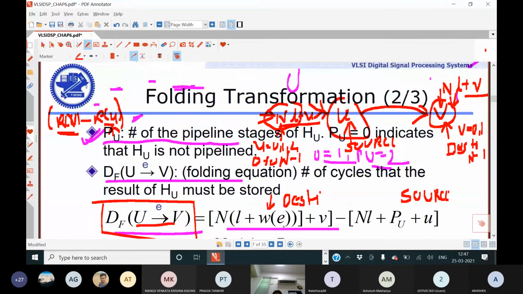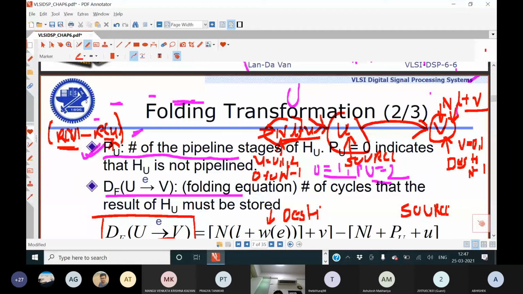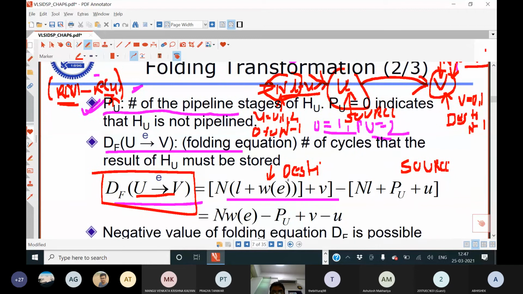Now, in general, if we want to understand that this U is being executed and V is being executed, we need to find out when V will be executed. So ultimately, we need to consider destination minus source. This is the destination, this is the source. Now, first try to understand the delay of this particular source. So NL plus U is the instance at which the U will be executed. All of you will agree.